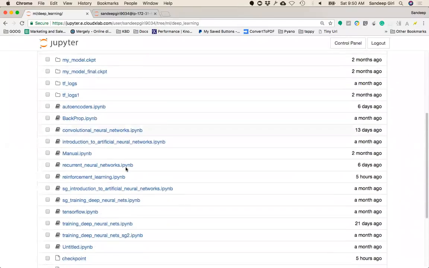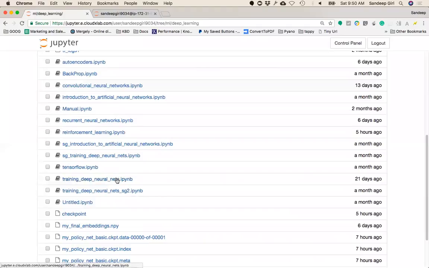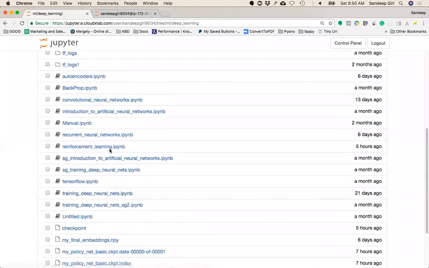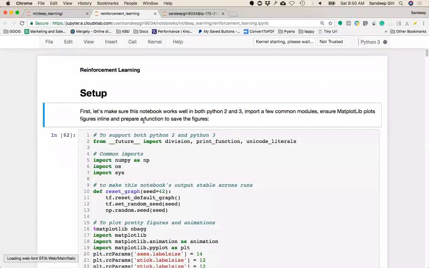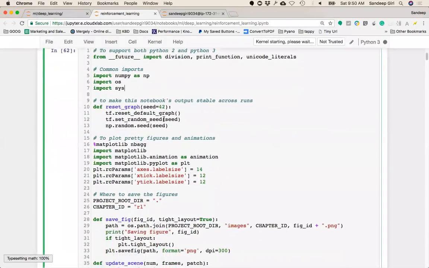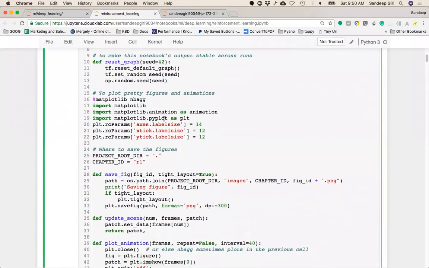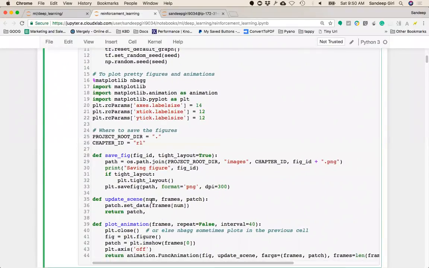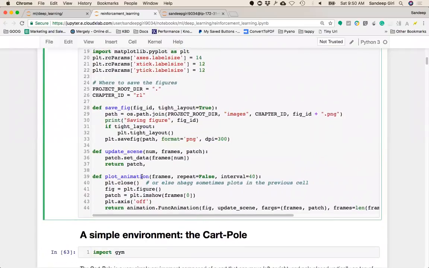In here, you will see reinforcement learning. All right. So this is a common setup function in which we have reset graph as well as saving figure, updating scene. These kinds of functions are required for the animation part. You will notice.